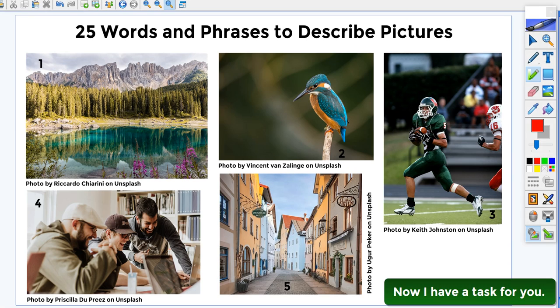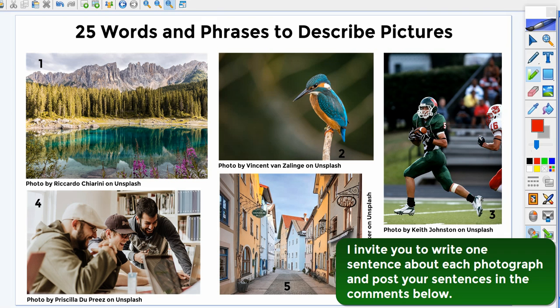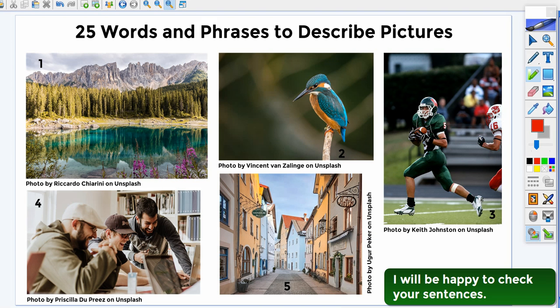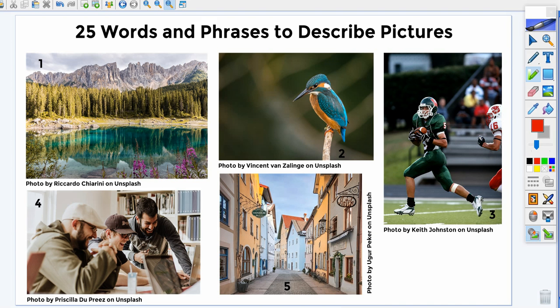Now I have a task for you. I invite you to write one sentence about each photograph and post your sentences in the comments below. I will be happy to check your sentences.